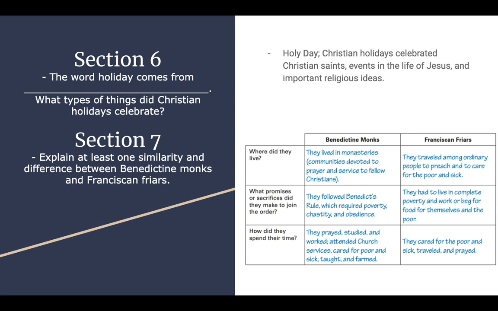And then lastly, how did they spend their time? Benedictine monks prayed, studied, and worked. They attended church services, cared for the poor and sick. They also taught and farmed. And then lastly, Franciscan friars cared for the poor as well and the sick. They also traveled and spent a majority of their time praying as well.